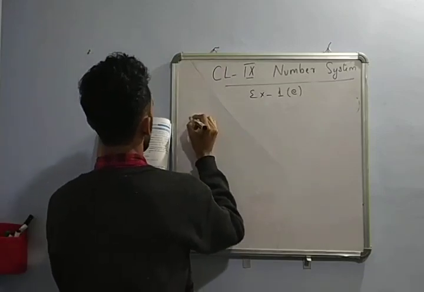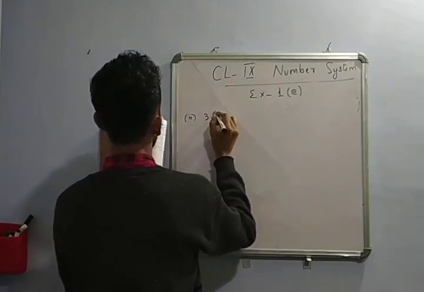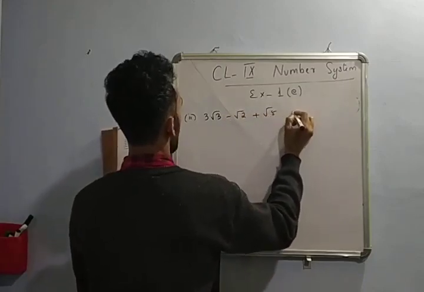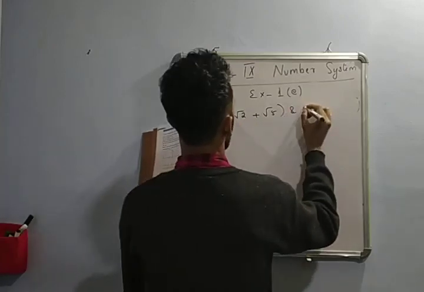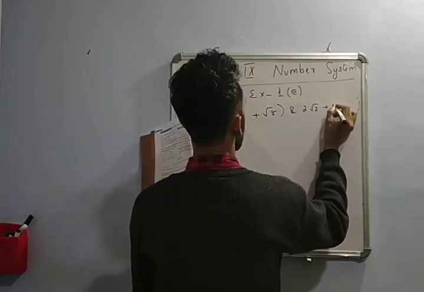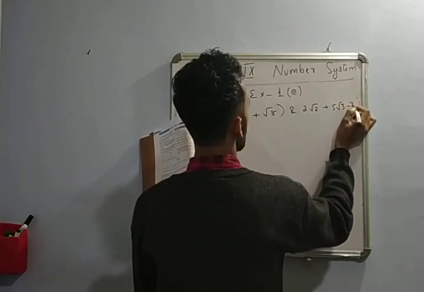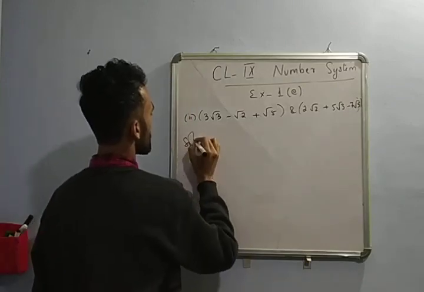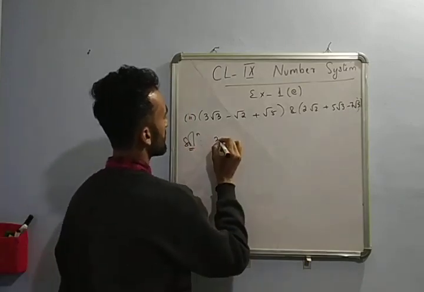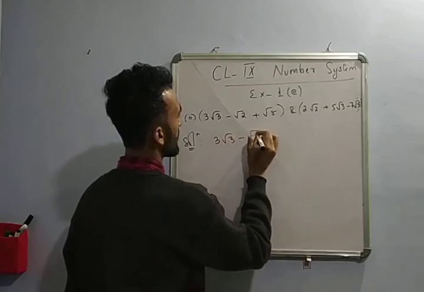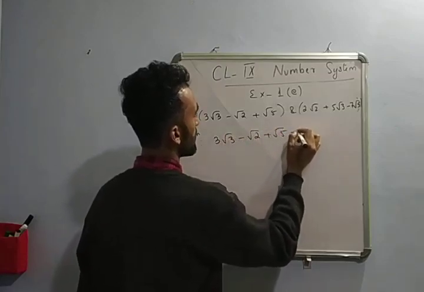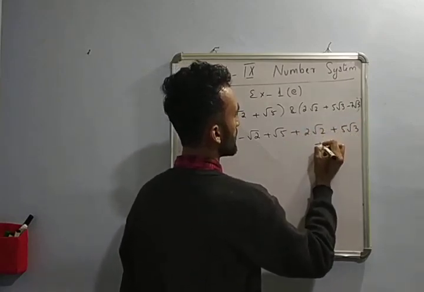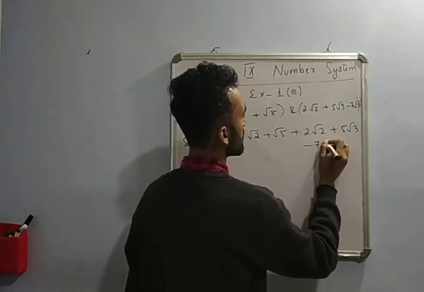Now next, sub number 2, it is 3 root 3 minus root 2 plus root 5 and 2 root 2 plus 5 root 3 minus 7 root 5. So I'm going to add this. Solution. First step is to insert plus sign. You insert plus sign: plus root 5 plus 2 root 2 plus 5 root 3 plus minus 7 root 5.